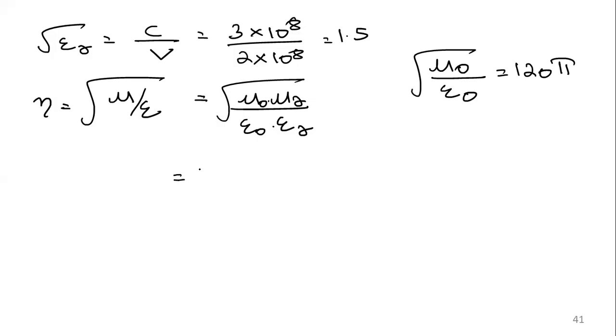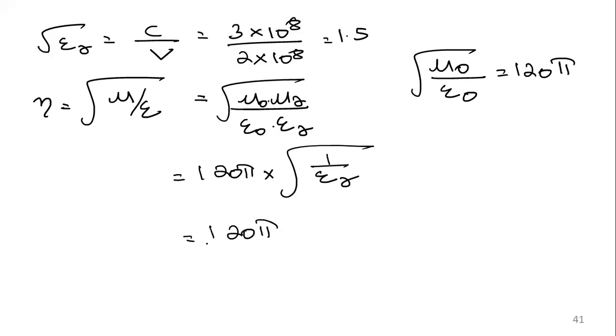Which makes it 120 pi into root of mu r by epsilon r. Root of epsilon r we have already obtained, so 120 pi by 1.5, which is equal to 80 pi. So we have obtained eta as 80 pi. We had the expression of the electric field, and we obtained eta, so then we can obtain the magnetic field.